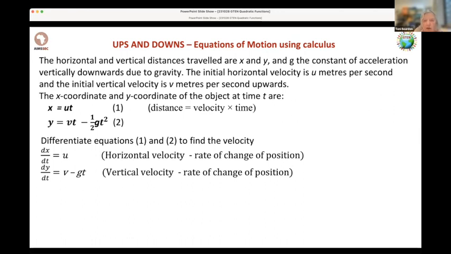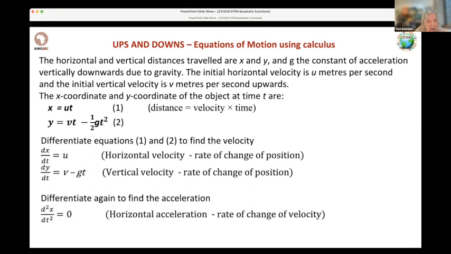Now, the rate of change of velocity, when you speed up, when you put your foot down on the pedal in the car, the rate of change of velocity is called acceleration. So if we now differentiate again to get the acceleration, what do we get? We want a horizontal acceleration, which is the second derivative, d²x/dt², and we want a vertical acceleration, the second derivative, d²y/dt².